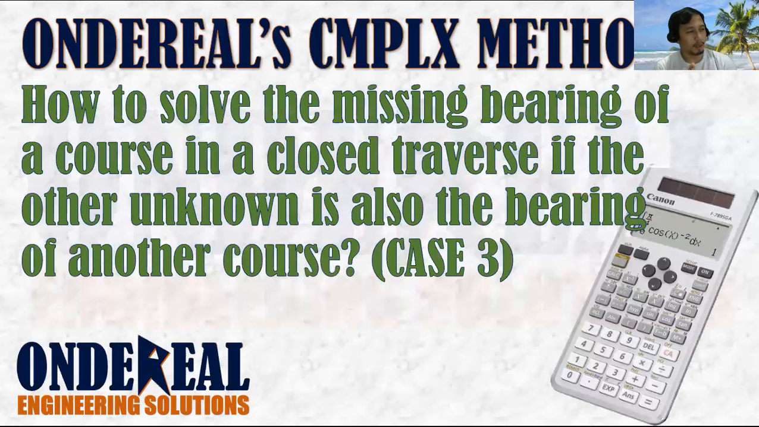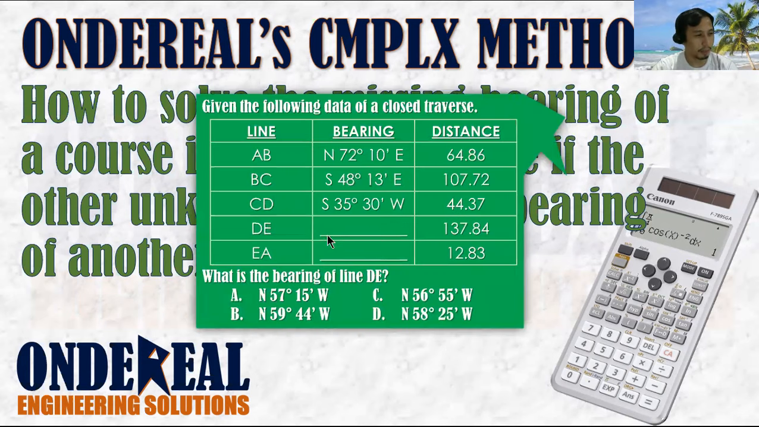So again, this will be our discussion on how to solve the missing bearing of a course in a closed traverse if the other unknown is also the bearing of another course. Well, that is the case 3 of a closed traverse problem with missing data. Ito yun, the missing are the bearings of courses DE and EA.